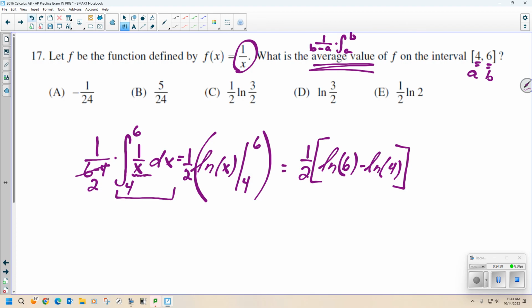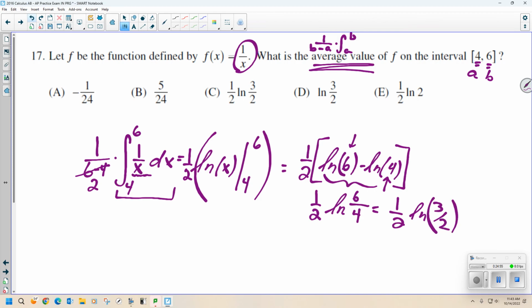Again, that rule comes back into play. These are going to come into one natural log function: numerator over denominator, times 1/2. Well, that can be reduced. 1/2 times the ln of 3 over 2, since 6 over 4 reduces to 3/2. And that's choice C.